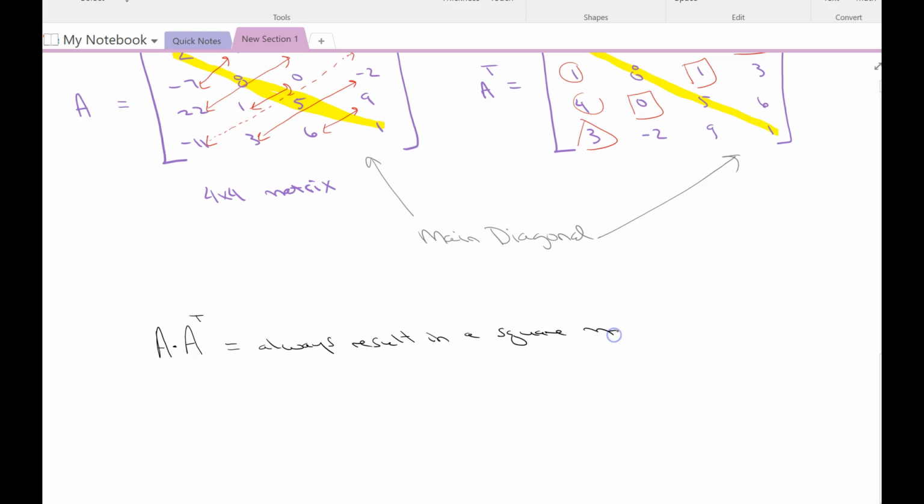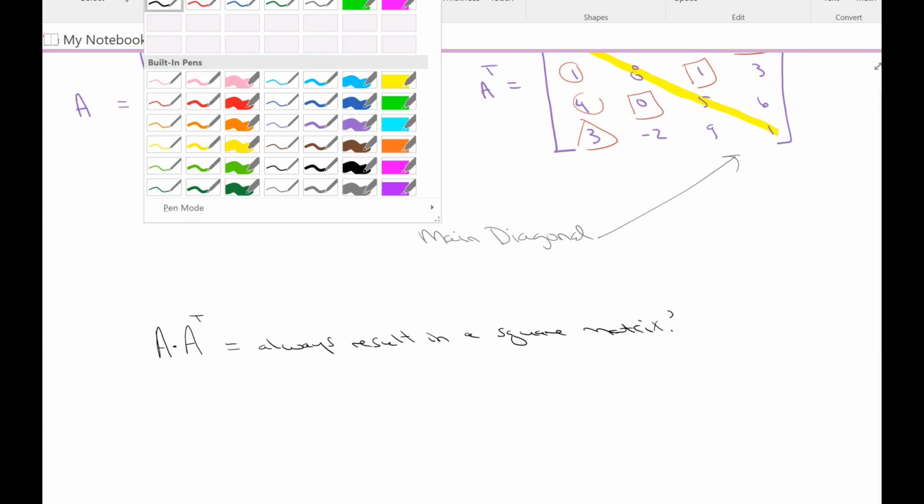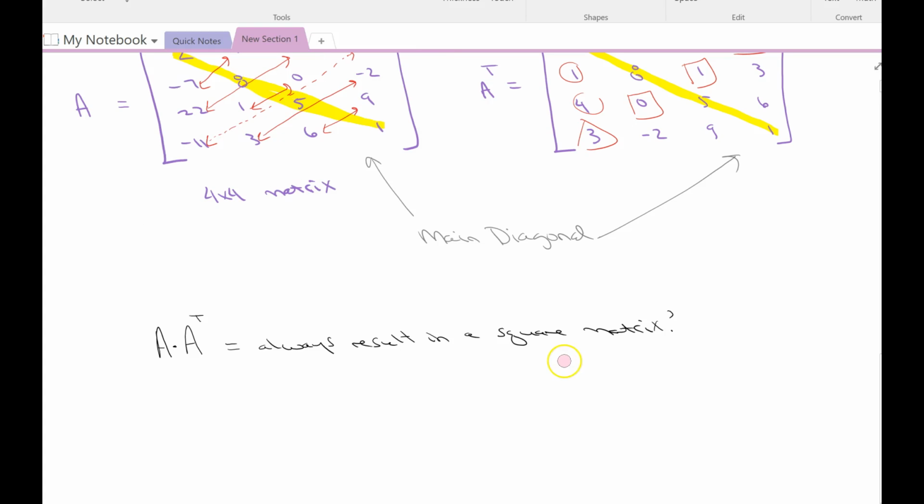Yes, no, what do you think? Will A times the transpose of A always result in a square matrix? You can think about it for a little bit. You can do a little playing around or doodling with your finger or your pencil, but the answer here is yes. Okay, so that's all you need.